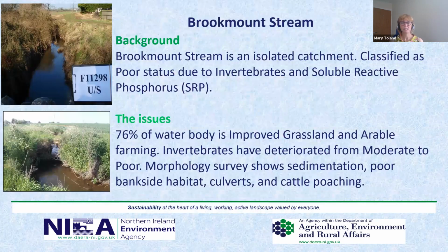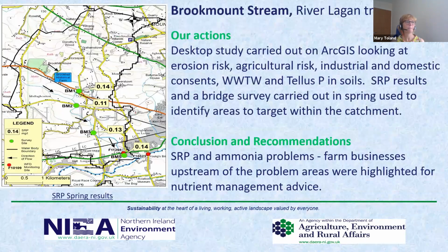It's an isolated catchment, which makes it easier because sometimes we're monitoring at a point and you have maybe 2 or 3 water bodies above it in the catchment. And if the pollution's coming from those, it's harder to track the source. So this one, it was just that isolated catchment. Most of the water body was agricultural, and the invertebrates deteriorated from moderate to poor. The morphology survey showed there was sedimentation, poor bankside habitat, culverts in the catchment, and bank trampling by cattle.